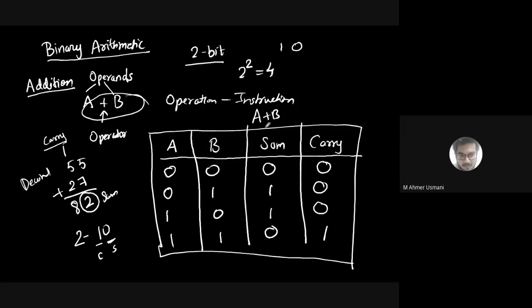No, sir. Okay, so guys, based on this, can you make a truth table of 3 inputs, A plus B plus C? बना सकते हो? Yes, sir. Do it. Just find the sum and find the carry for it.